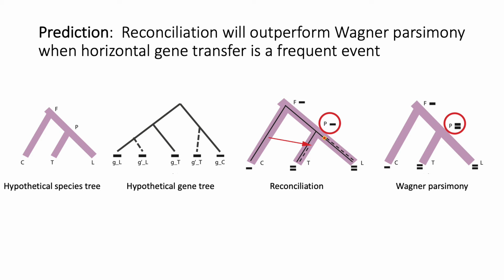Here is a mini example of the reconstructions of a species tree with a gene tree. Reconciliation infers one duplication, one horizontal gene transfer from C to T, and one gene copy in the ancestral species P. Wagner parsimony infers one early gain instead of two parallel recent gains, and two copies in the ancestral species P.